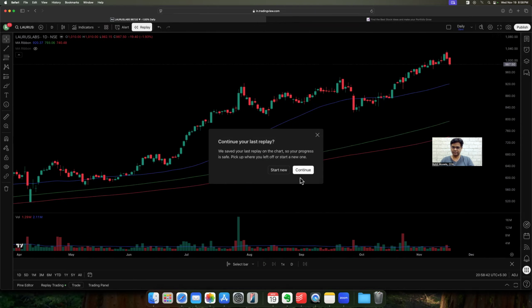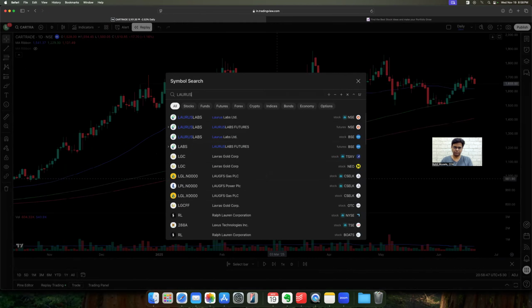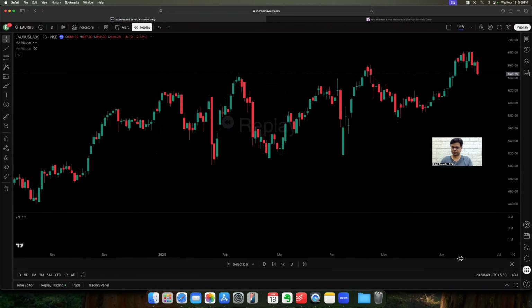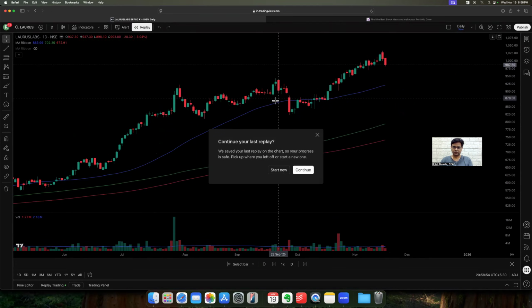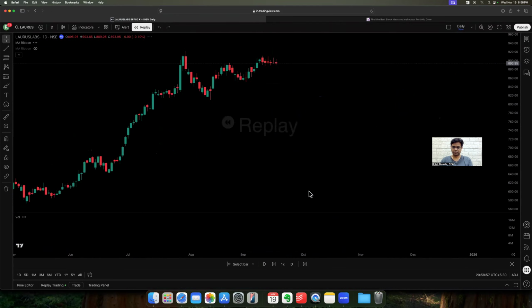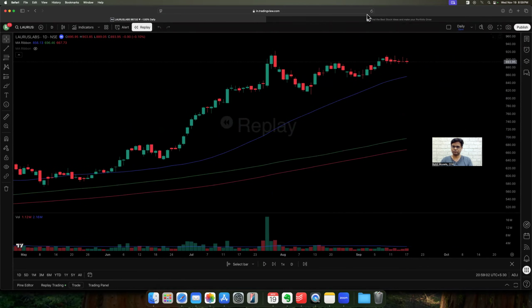Let me hide this. Sorry, let me go to Loris Labs. I will close this. Yeah, have a look at this. Let's say you see this base. This is a perfect VCP pattern as per Mark Minervini's book, How to Trade Like a Stock Market Wizard. So if you draw the base here, it looks like this.